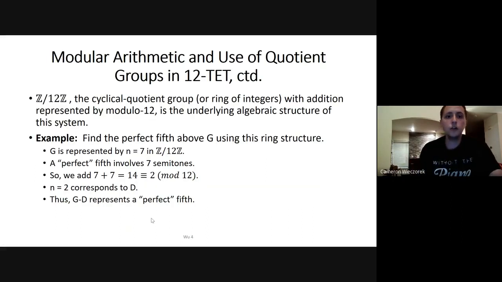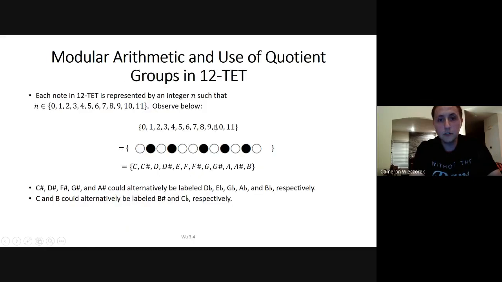The underlying structure behind what we're going to be discussing is the cyclic quotient group, Z mod 12Z, with addition represented by modulo 12. This is the underlying algebraic structure that we're going to be using for this 12-note system on the keyboard. And everything is going to fall in line since we're working mod 12. That's why we're using the integers 0 through 11 to represent the keys in the octave. Once we hit 12, it starts over and we would just start again at 0.